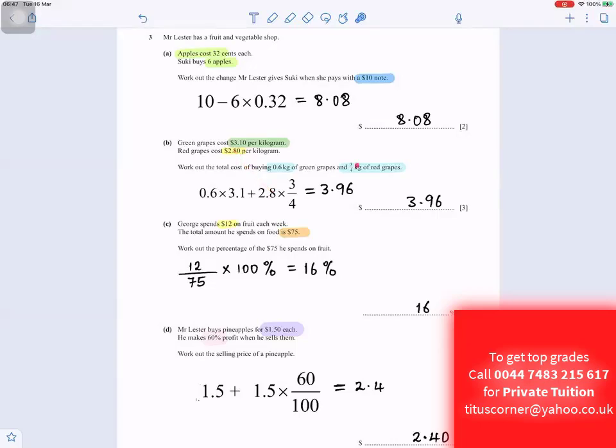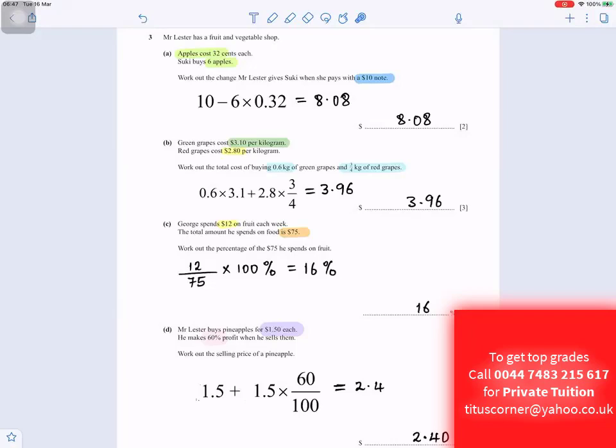$2.80 times 3/4 because we want 3/4 kilograms of the red grapes. Multiply those two together and multiply these two together. And that gives you 3.96. Work out the total cost, $3.96.